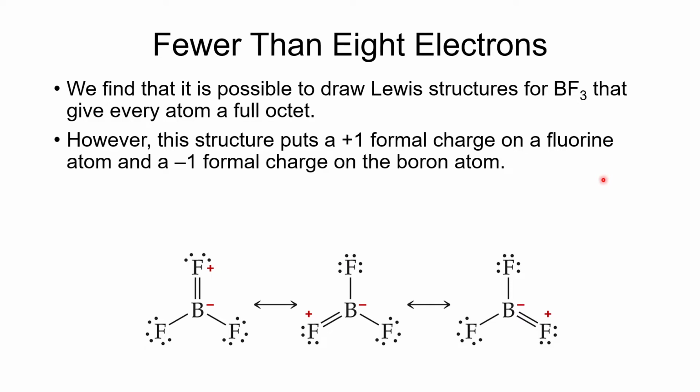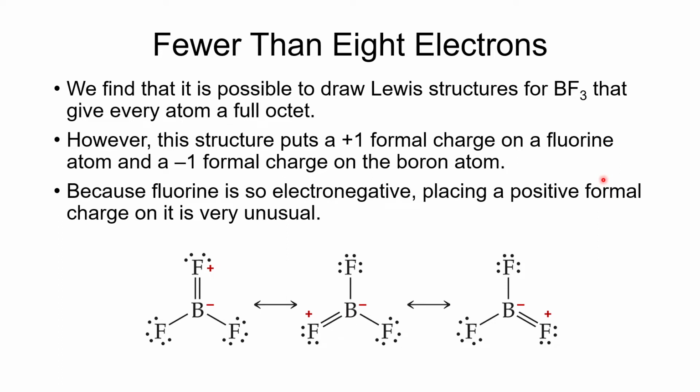Well, fluorine is the most electronegative element on the whole periodic table. If we can avoid putting a positive charge, we definitely will avoid doing that. So because fluorine is so electronegative, it's just not very favorable to put that positive formal charge on the fluorine, especially when it means putting a negative charge on the boron.